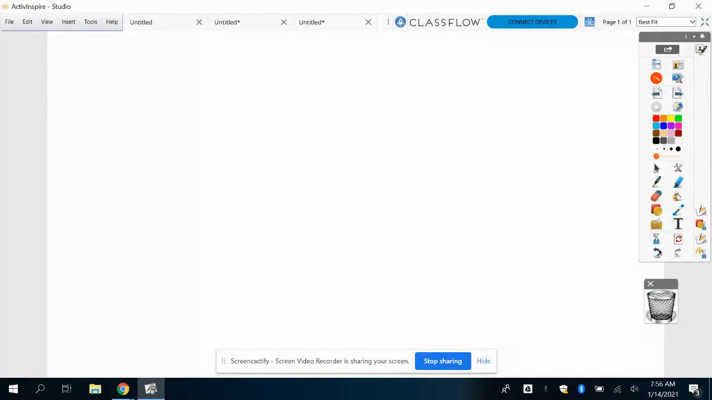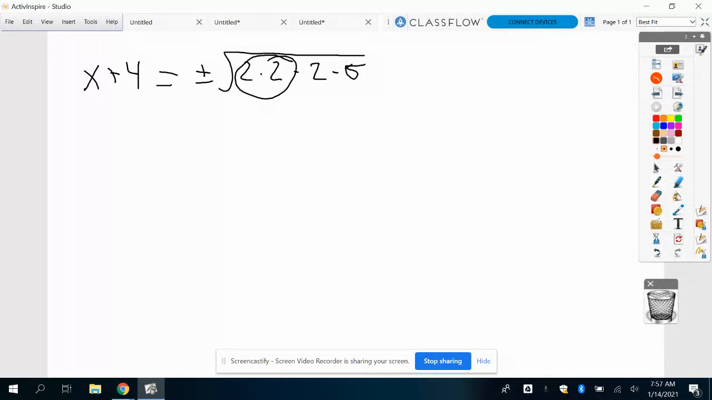So we got rid of this, and we were at the point where we just simplified that 40. So what we have is x plus 4 equals plus or minus the square root of 2 times 2 times 2 times 5. So we have those pair of 2's. So really we have x plus 4 equals plus or minus 2 square root of 2 times 5, which is 10. So now we need to solve.